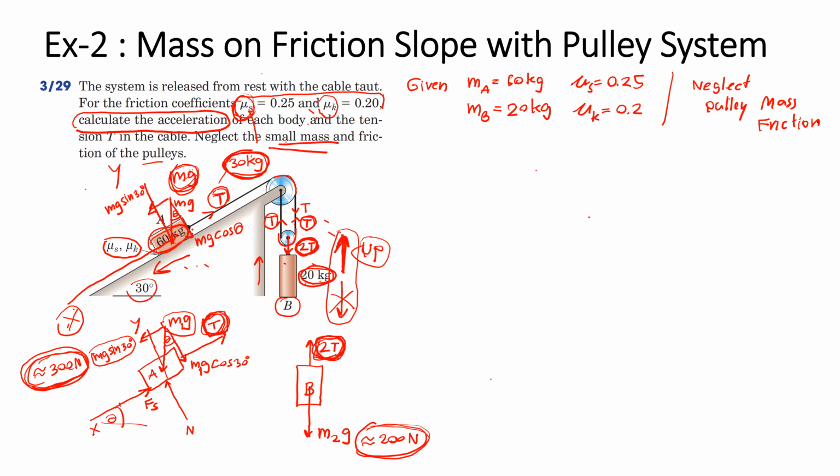What we need to find is the acceleration of each body: acceleration of A, acceleration of B. So the solution.